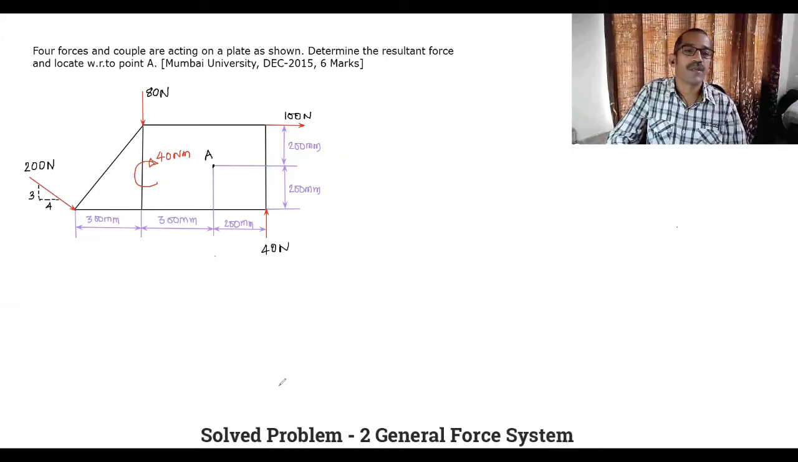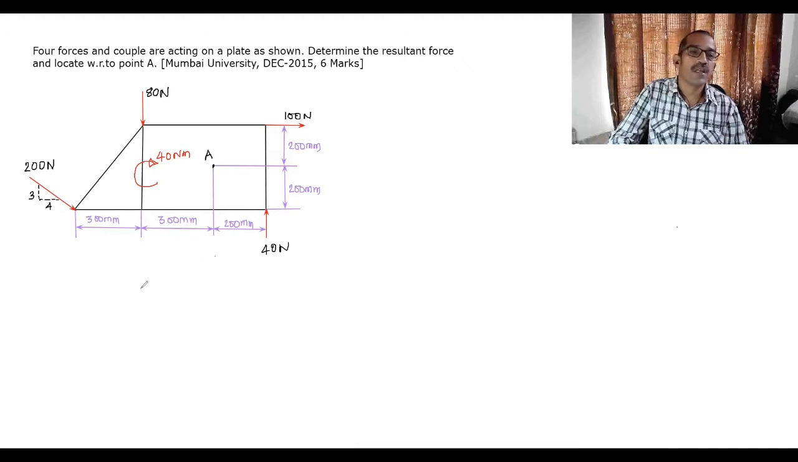Hello students, we'll solve a problem from general force system. First you have to concentrate on what? Any inclined force is there, and is its inclination known or not? Yes, there is one inclined force of 200 Newton and its slope is given. If I represent this angle as alpha, is it possible to find out the inclination of this force?